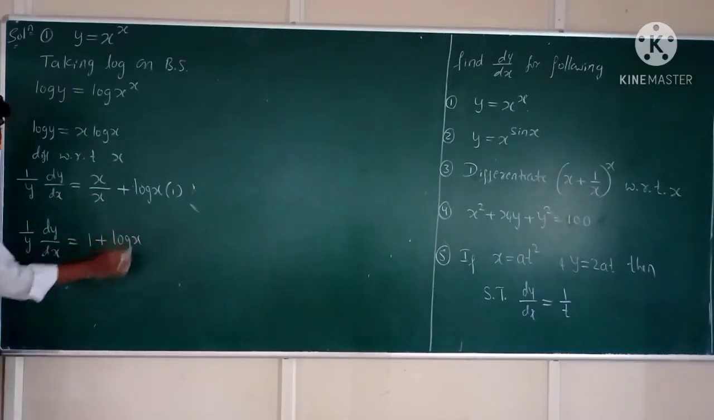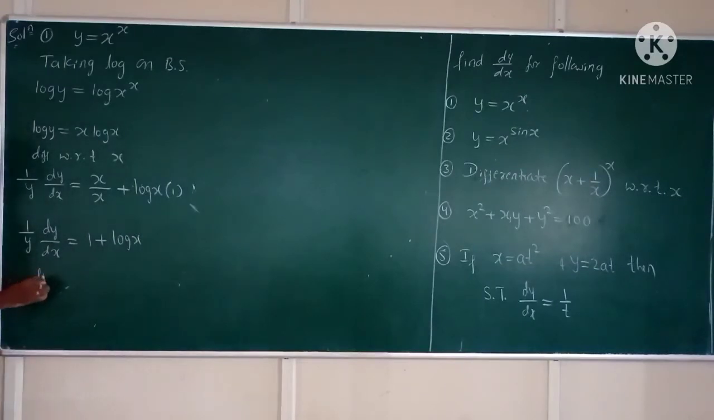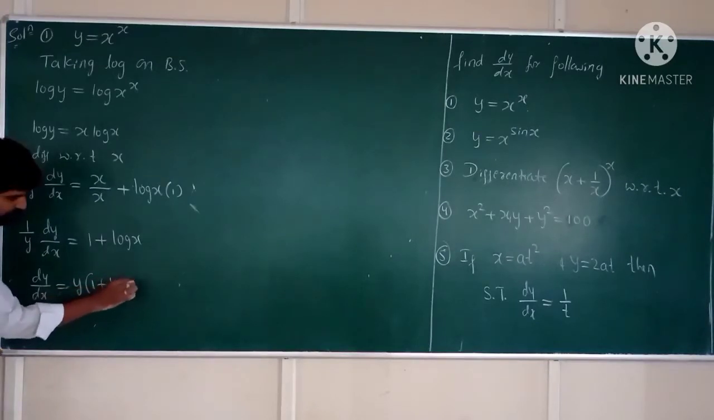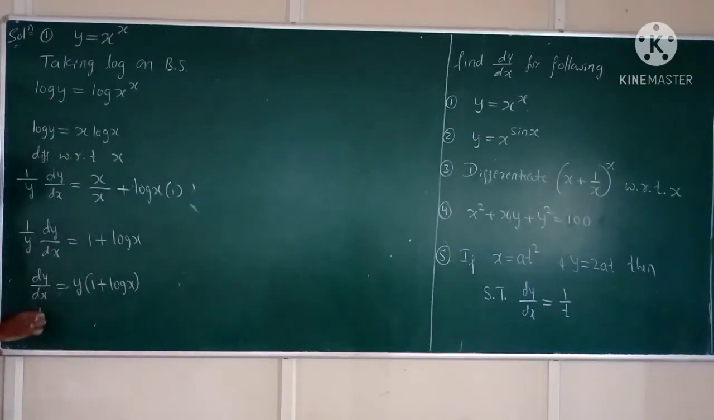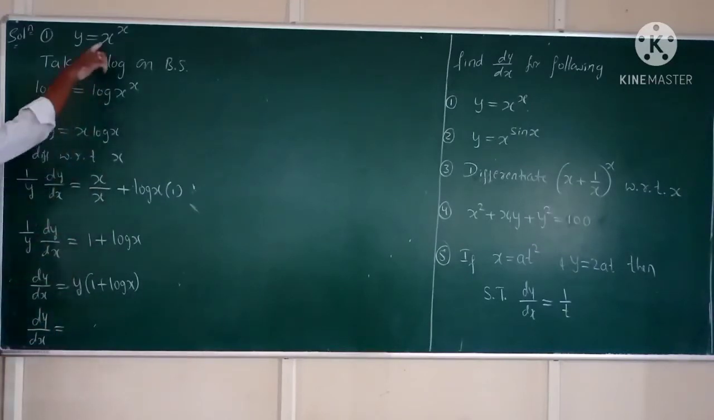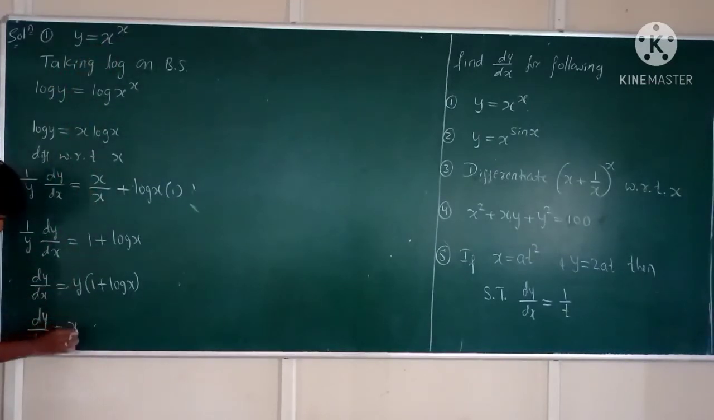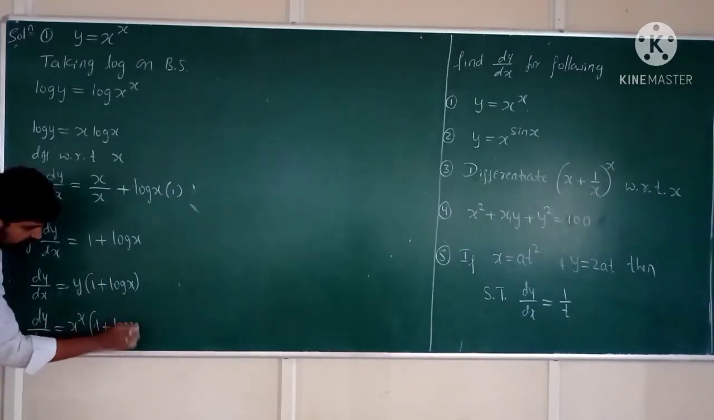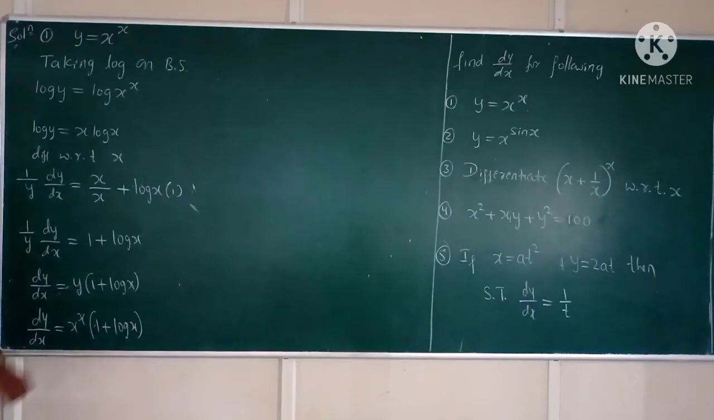1 plus log x into 1 is log x. Therefore dy by dx is equal to, shift this 1 by y towards the right hand side, it becomes y into 1 plus log x. So the final answer for dy by dx is, the value of y is given here, x power x, so x power x into 1 plus log x. I hope all of you understood.